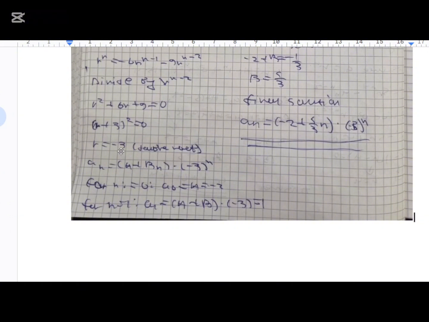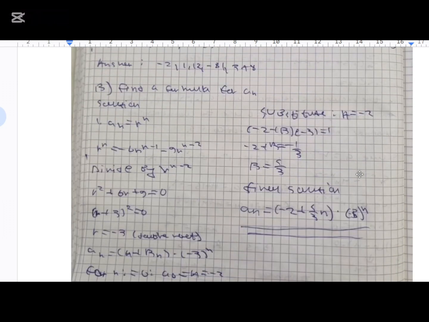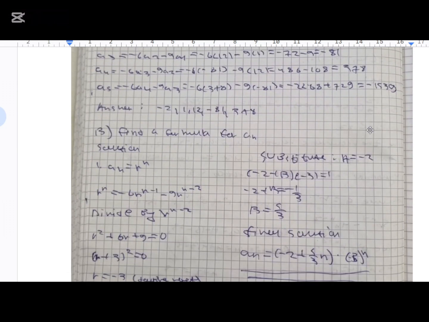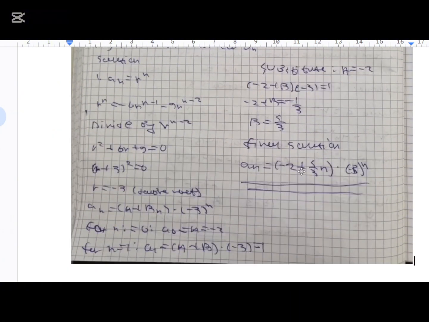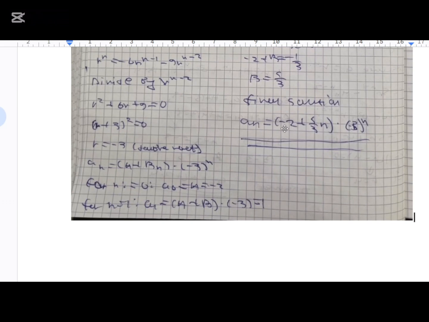If we apply this result to the given formula and substitute, the final answer will be an equals, in the brackets, minus 2 plus 5 over 3 n, multiplied by minus 3 to the nth power.